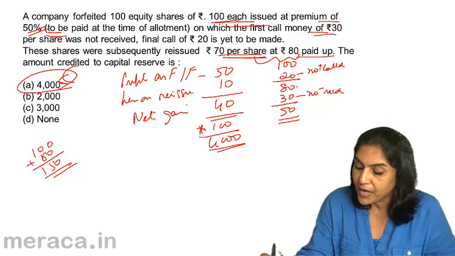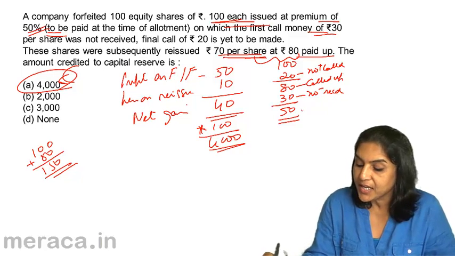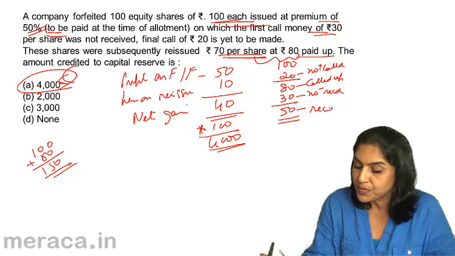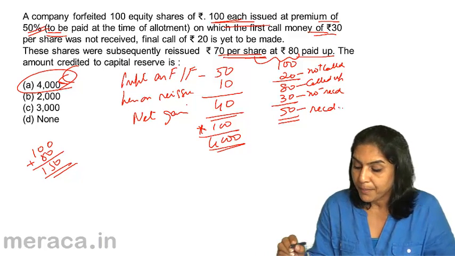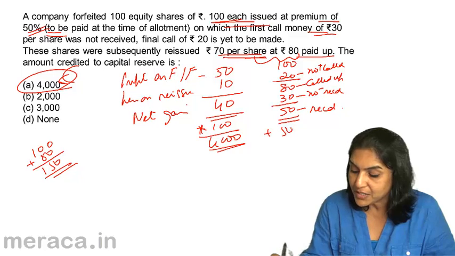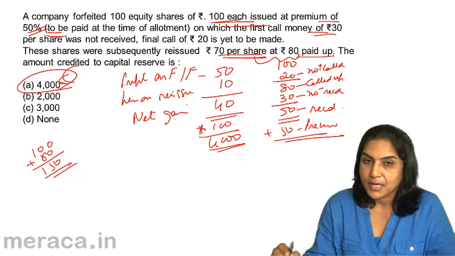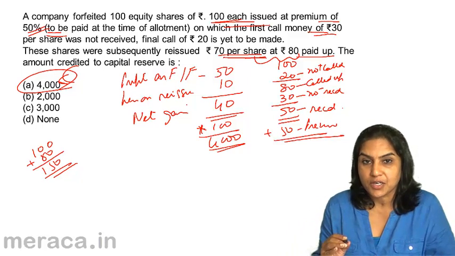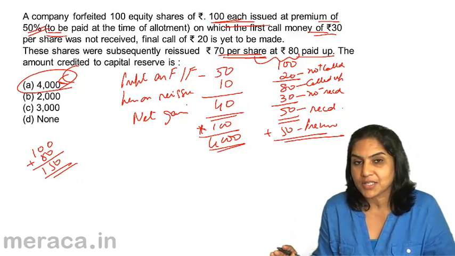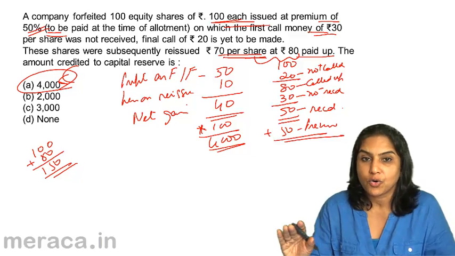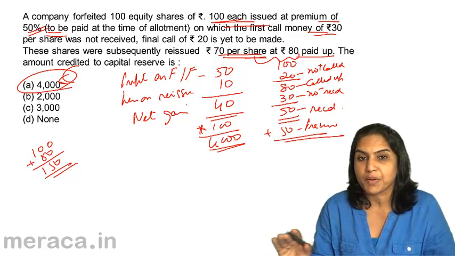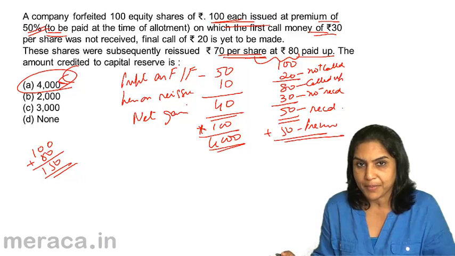So what is the called up value? It is only 80. Out of this 80, 30 is not received. Therefore, it's assumed that the 50 is received. Mind you, we have received this 50 plus the 50 premium. But if securities premium is received, we cannot disturb the securities premium account. The whole treatment is as if there is no premium. We just ignore the premium element.